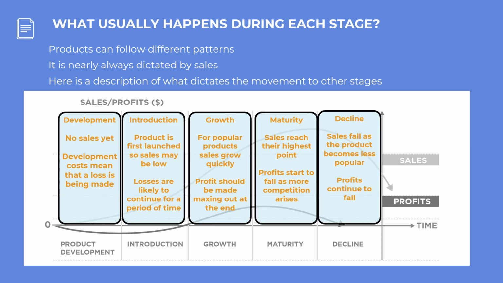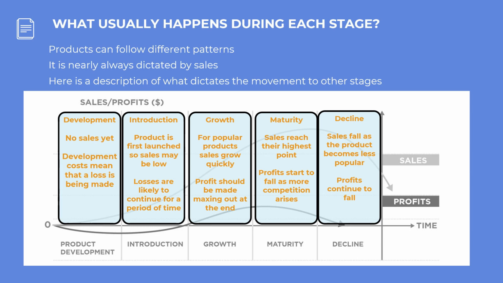So it's not rocket science here. You can use a little bit of common sense to figure out what's going on. In the development stage, you're spending money to try and develop a product that you haven't actually sold yet. So your profits are going to be basically non-existent. You're going to be making losses at the beginning. Then when you first launch the product and introduce it to the new market, usually you're going to have quite low sales until people start to become aware of your product. So you're probably still going to be making losses or very, very low profits.